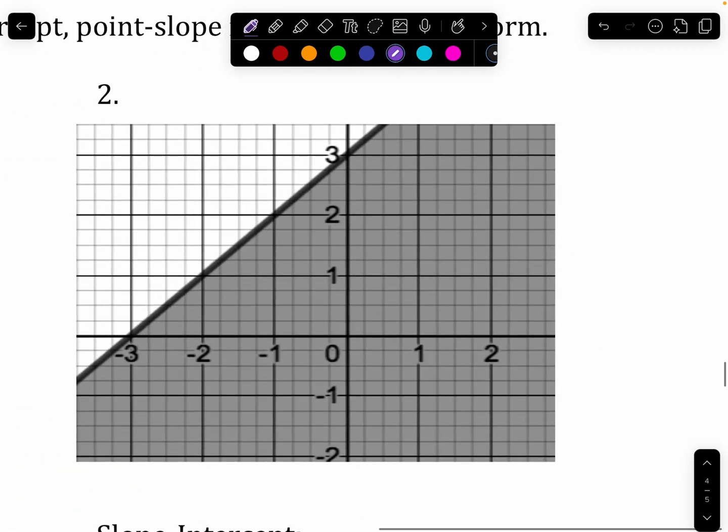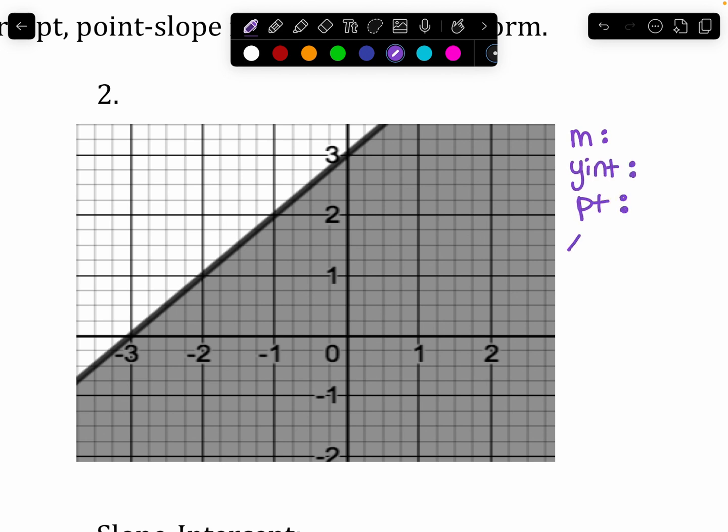So let's come over here to number 2 and let's do it again. But this time we're going to do it over here. We are looking for our m, our y-intercept, a point we want, and then we are going to do a process of elimination with our inequality symbols.